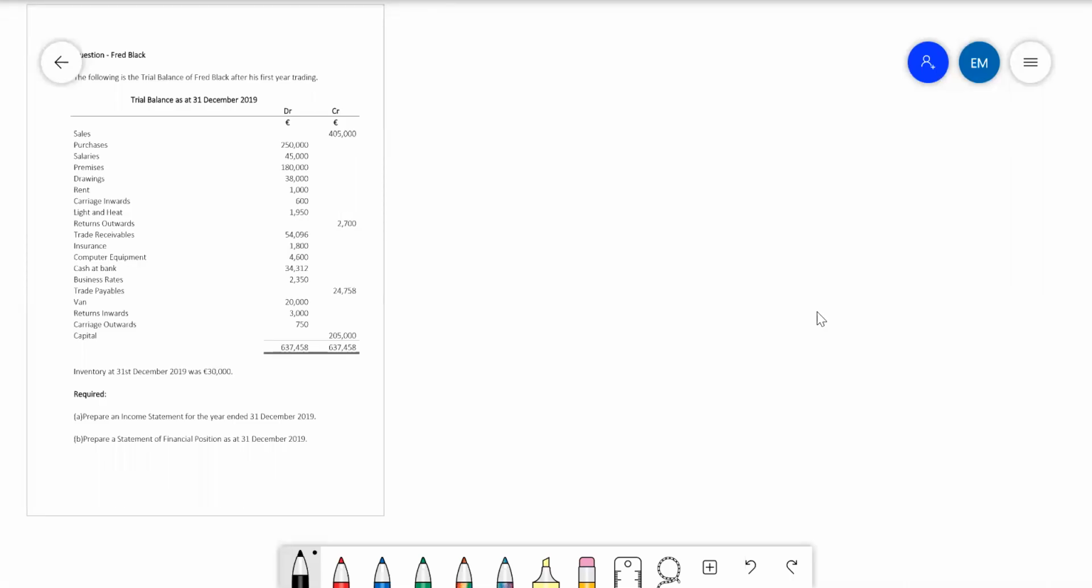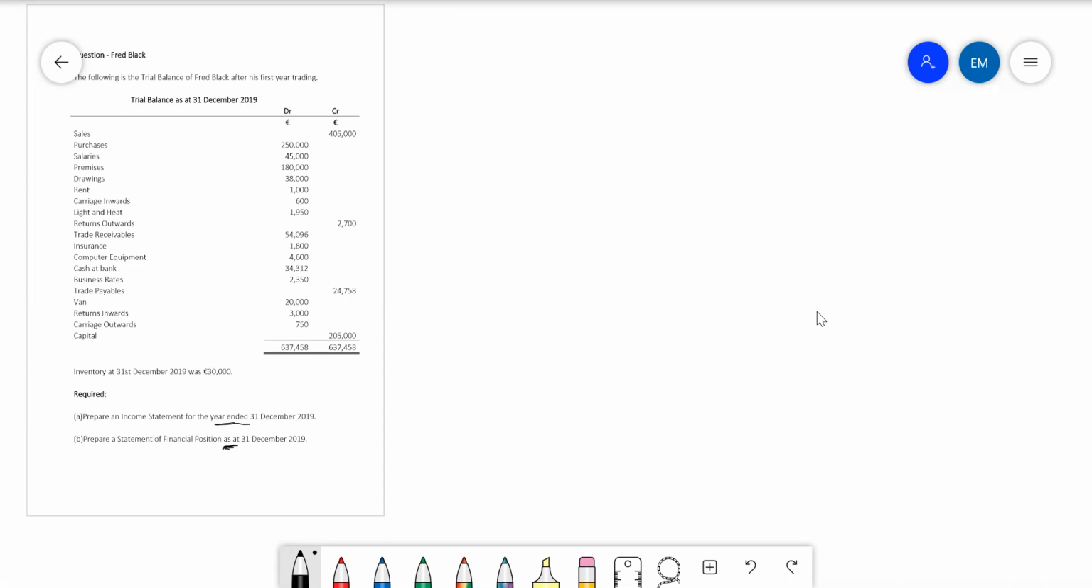This question is a typical financial statement question. It is a trial balance with a list of 19 or 20 accounts, each having a debit or a credit balance. The requirement of the question is (a) to prepare an income statement for the year ended 31st of December 2019, and (b) to prepare a statement of financial position as at the 31st of December 2019.